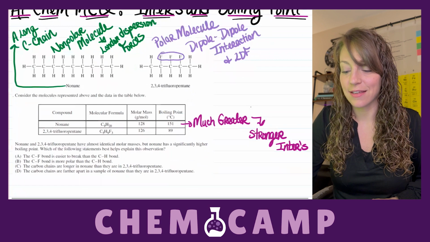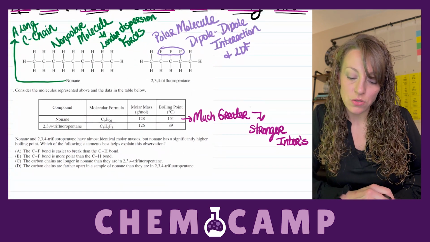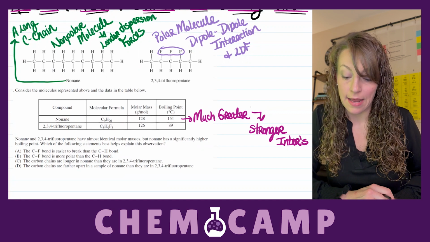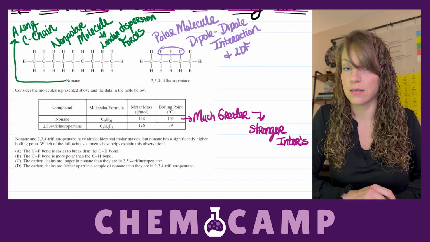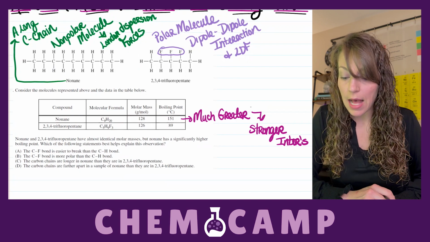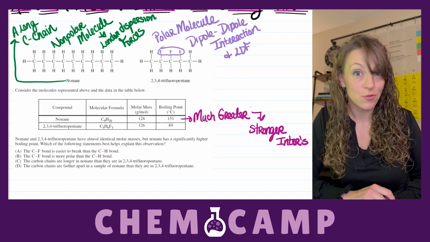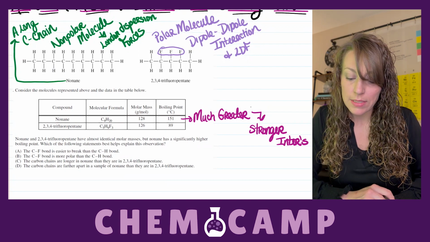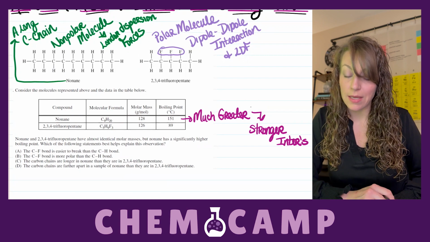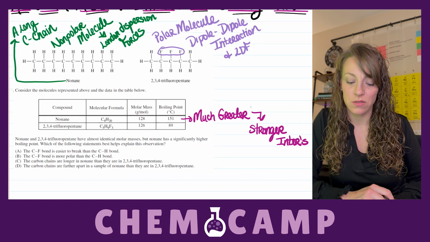So let's take a look exactly what it is they're asking us. They tell us nonane and 2,3,4-trifluoropentane have almost identical molar masses, which is true based on the data, but the nonane has a significantly higher boiling point, also true based on the data. Then they say, which of the following statements best helps explain this observation? So let's take a look at what they give us.